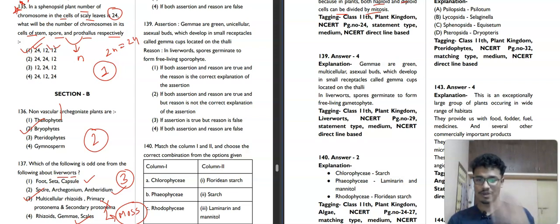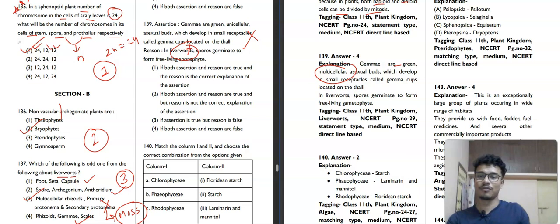Now we will go towards our solution. What is it saying, 139. Gemmae are green unicellular asexual buds which develop in small receptacles called gemma cups located on thalli. It is not correct, because gemmae are green multicellular asexual buds which develop in small receptacles called gemma cups located on the thalli. In liverworts, okay, it's a printing mistake, liverworts.